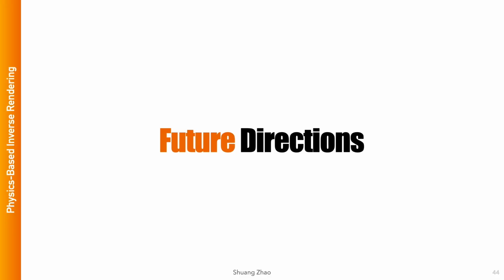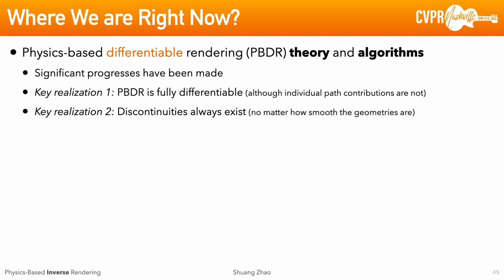Okay. So next, let me briefly discuss the future problems and directions. First, where are we right now regarding physics-based differentiable and inverse rendering? On the differentiable rendering part, although I haven't talked too much about it, significant progress has been made recently. There are some key takeaways or realizations. The first one is that physics-based rendering is now almost fully differentiable, although individual path contributions may not be because of visibility and so on. The second key realization is that discontinuities almost always exist, no matter how smooth your surfaces are. But fortunately, these can be handled.